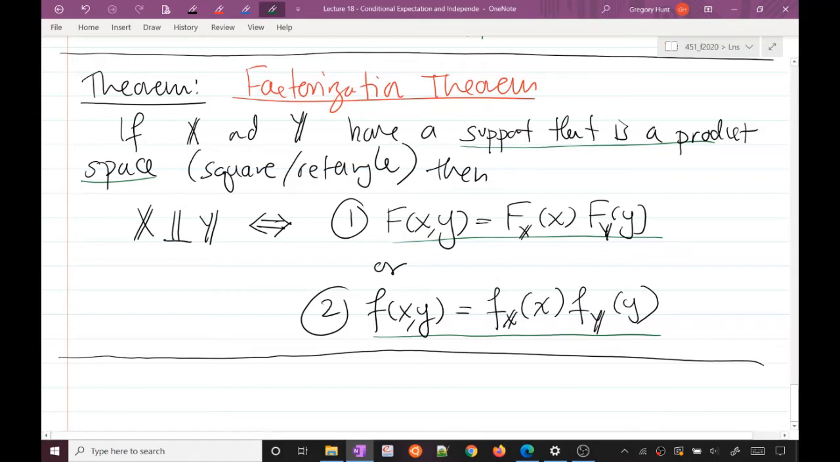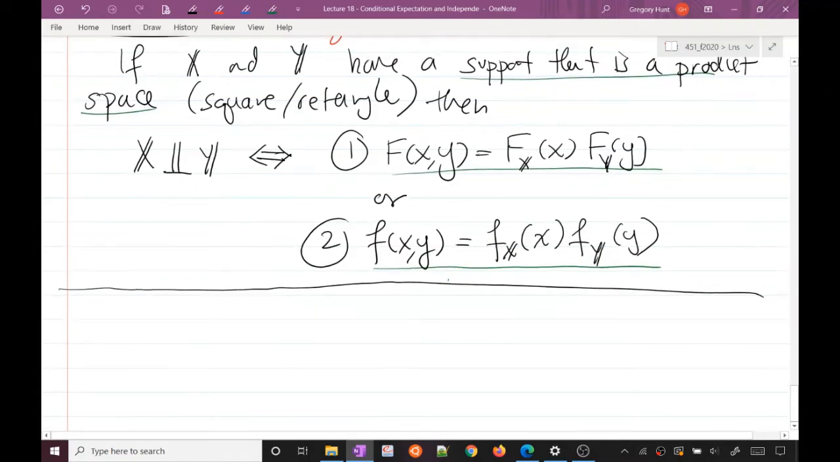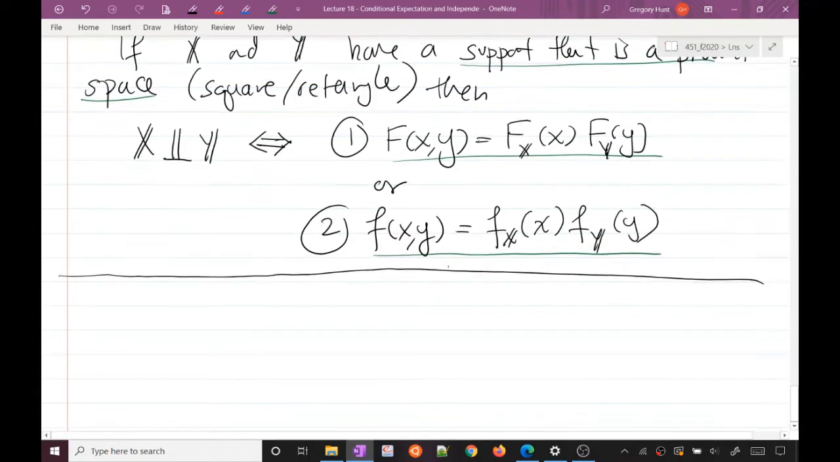So if x is independent of y, then it has a product space support, and I can factor the CDF and PDFs. And if I can do this factorization and the support is a product space, then they're independent. And that's usually the direction we want to go. We want to say, okay, you give me two random variables. Are they independent? Well, one, is the support a product space? Two, can I factor typically the joint PMF or PDF? If I can do those things, then we're good, these random variables are independent.